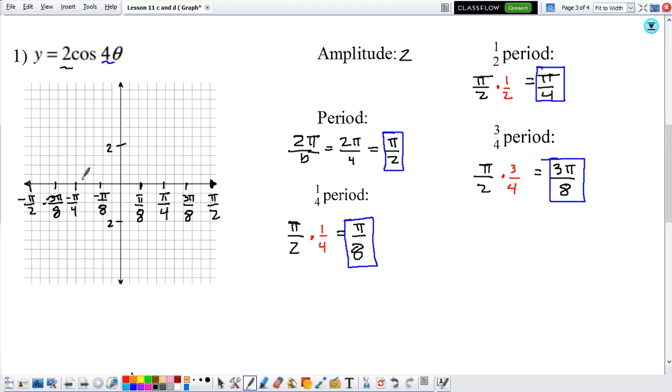Excellent. So we got everything. We got our axes, we got our points. So now we're ready to graph. So what do I know about the cosine function? The cosine function doesn't start at the origin, but the cosine function starts at the max.